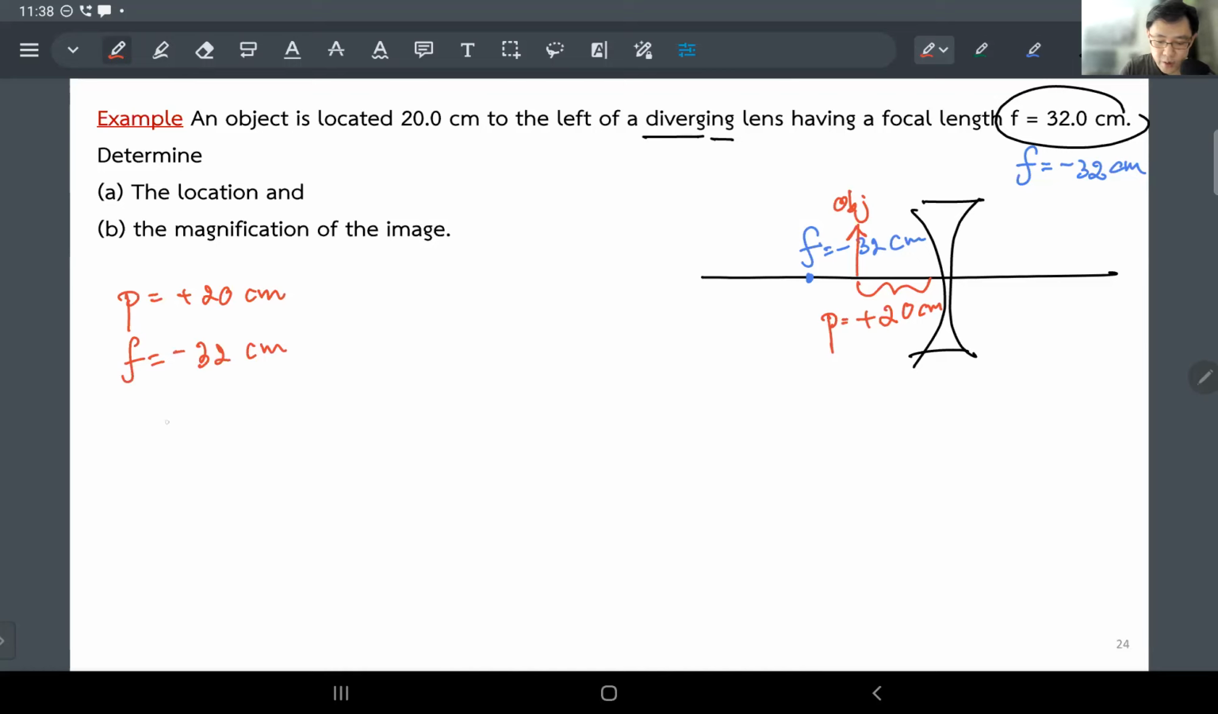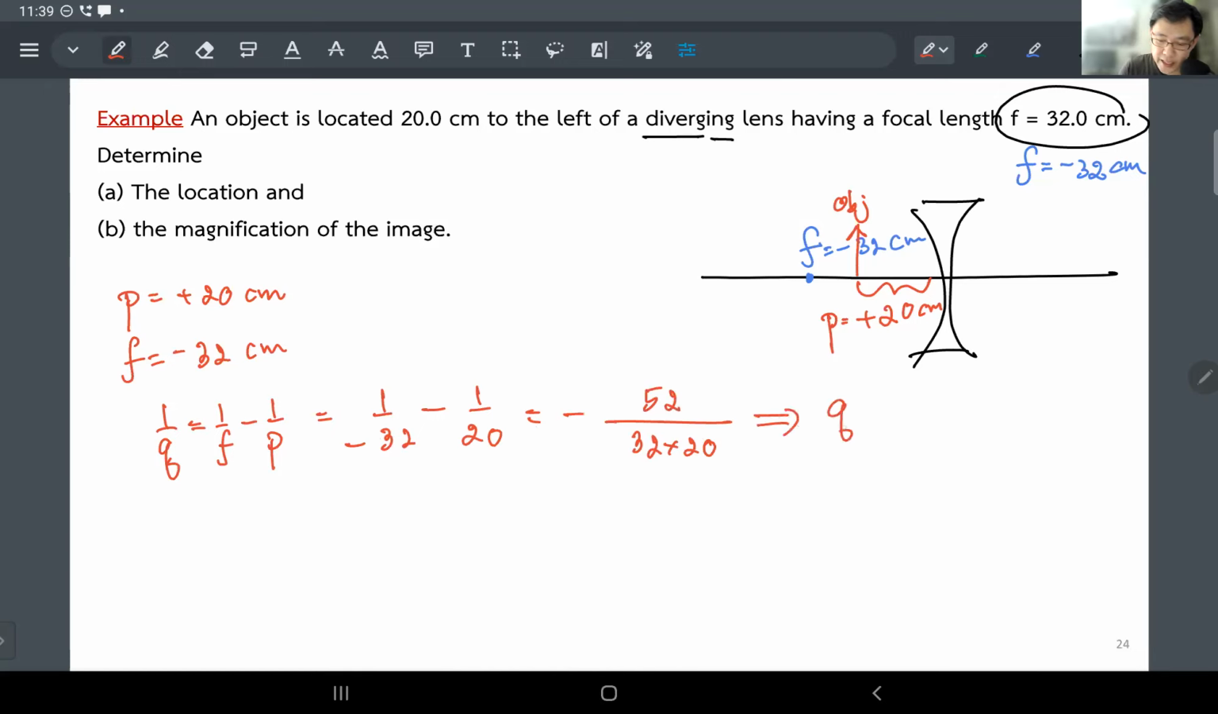Once again, you apply the same equation: 1 over Q equals 1 over F minus 1 over P. So far, so good. That gives you 1 over negative 32, don't forget the negative sign, minus 1 over 20. Let me find the common denominator; what I'm getting at the top is 52. Now I flip it over to figure out Q. You can see the final value of Q stays negative. It's negative 32 times 20 over 52.